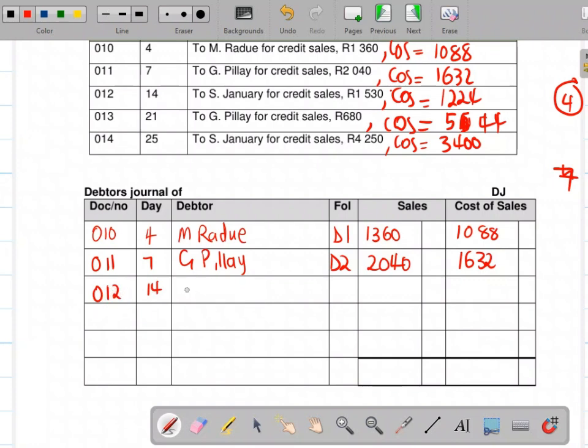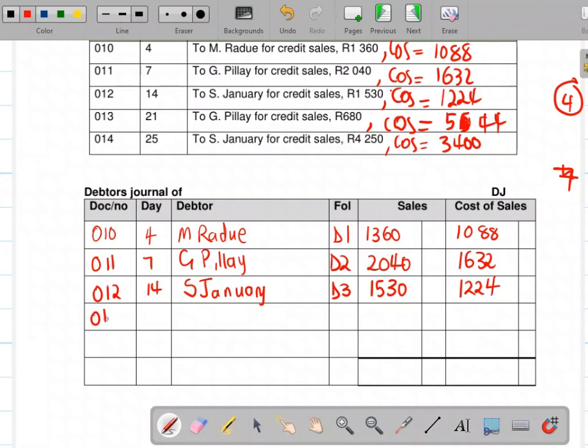The next day is day 14. The source document is 012, and the credit sales to S January. S January is debtor number 3. The amount for sales is 1,530. The cost of sales has been calculated as 1,224.